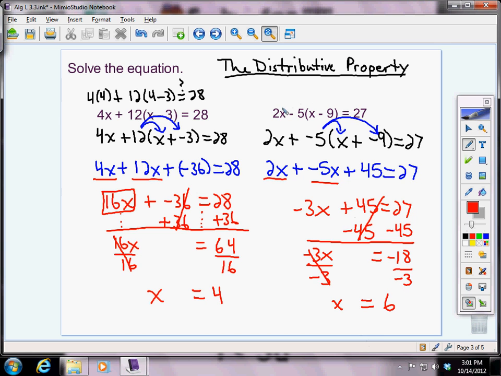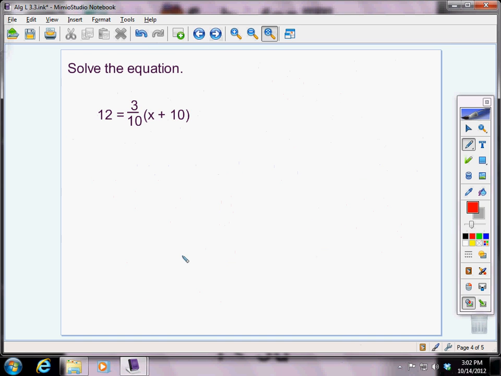And if you were to plug 6 in here, 2 times 6 minus 5 times the quantity 6 minus 9. 2 times 6 would be 12. 6 minus 9 is negative 3. So we'd have minus 5 times a negative 3. Keep, change. That would be 15. 12 plus 15 equals 27. We did it correctly. Again, we're doing the same steps over and over, even though our problems look a little different. Let's try one more.